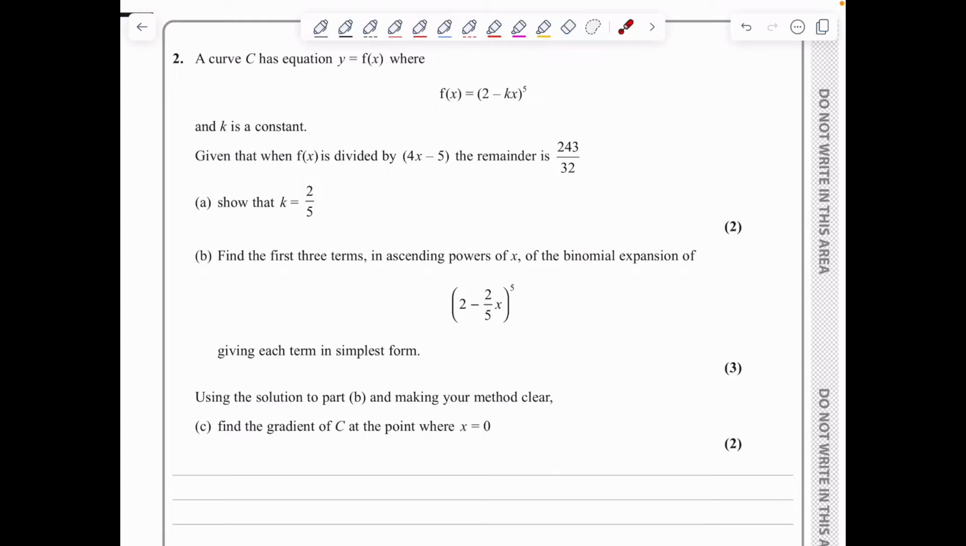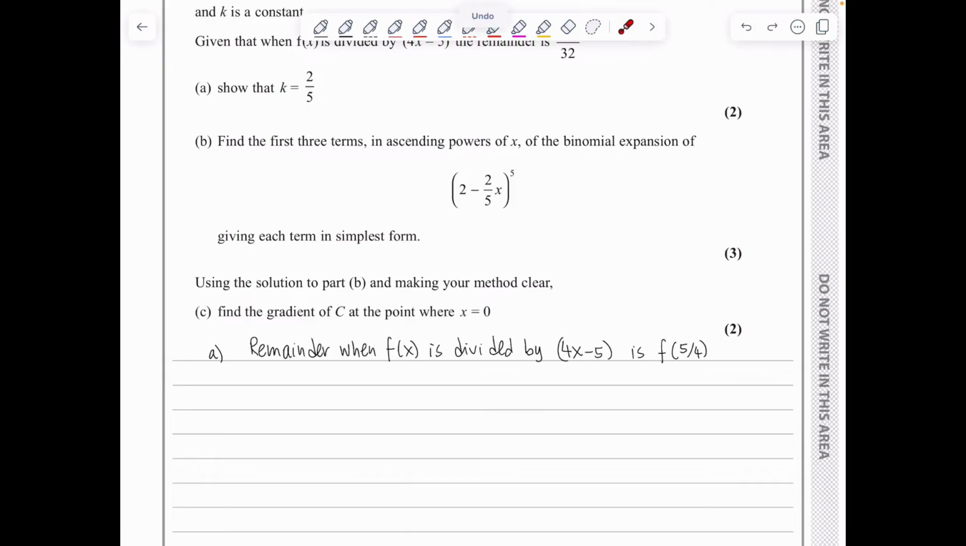In question 2, we've got the curve f of x, where f of x is 2 minus kx to the 5, k is a constant, and we are told that when f of x is divided by 4x minus 5, the remainder is 243 over 32. We need to show that k is 2 over 5. So we do know that the remainder when f of x is divided by 4x minus 5 is given by f of 5 over 4.